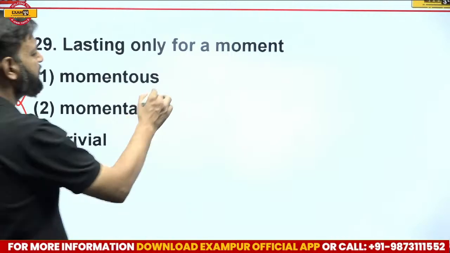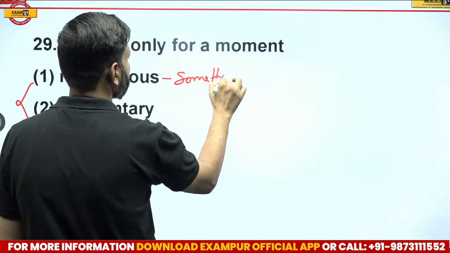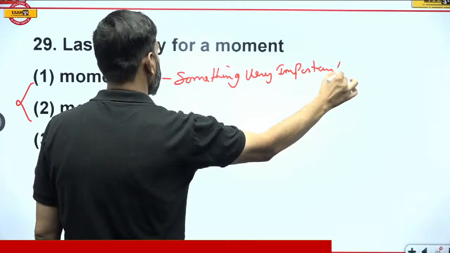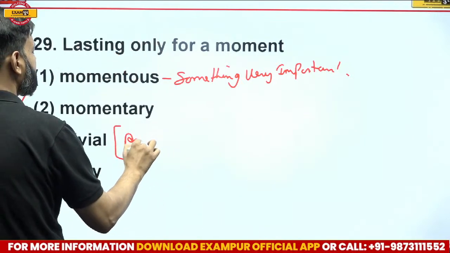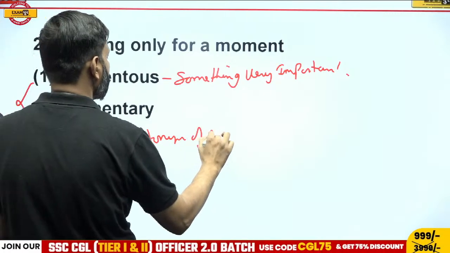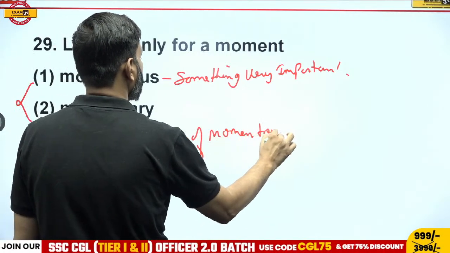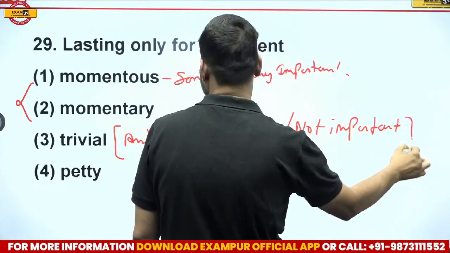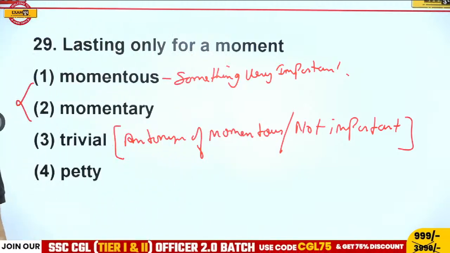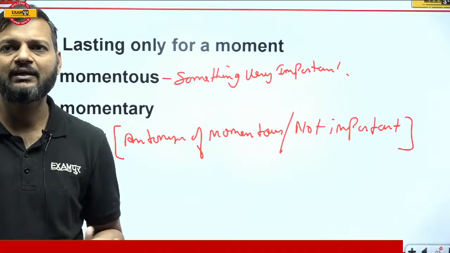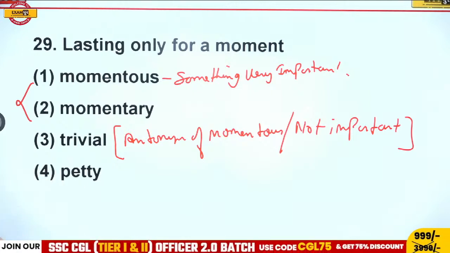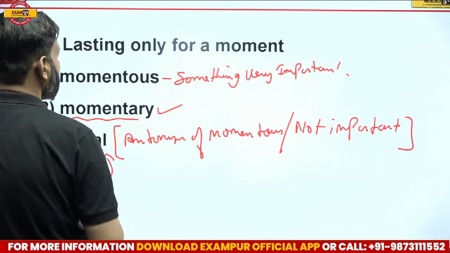See, momentous means something very important, and trivial is the antonym of momentous, not important. Petty is also trivial. And momentary is the right answer.